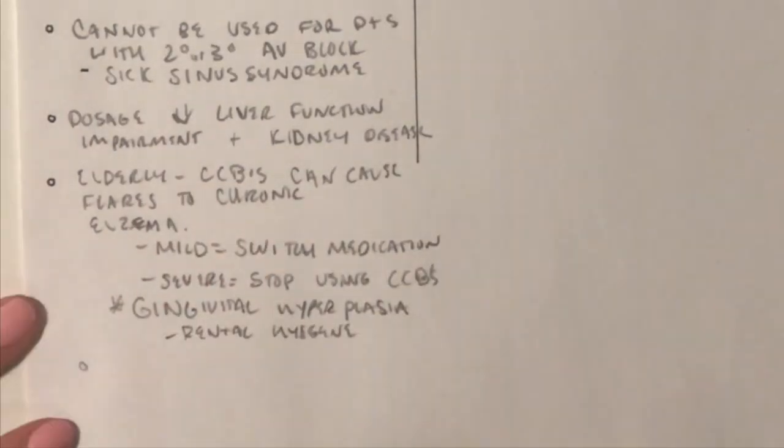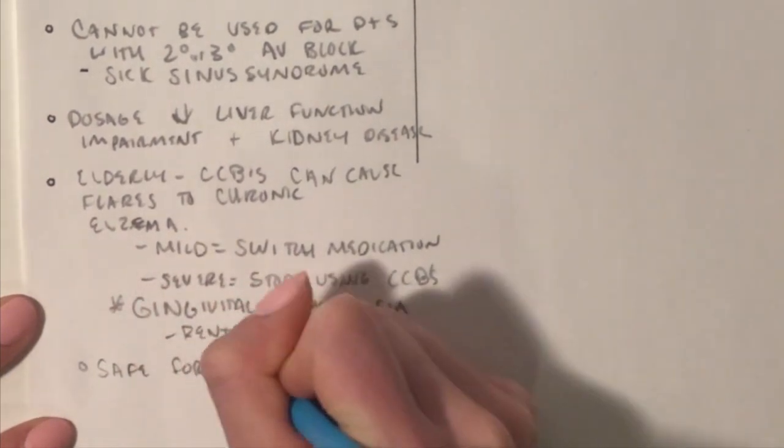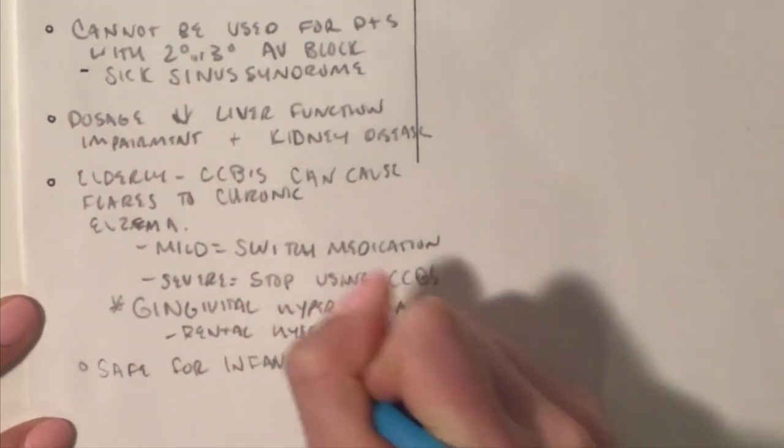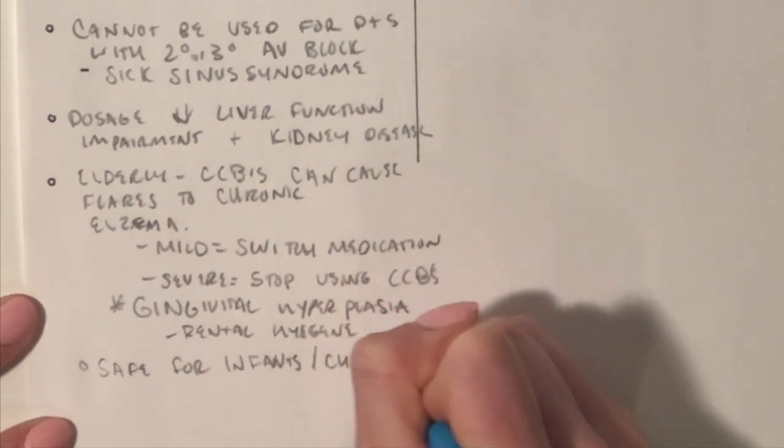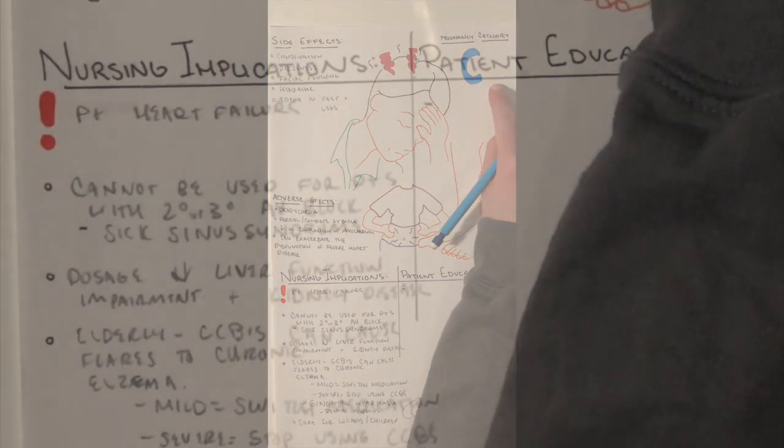Another age-related consideration is that it is safe for infants and children. But it's important to mention that it is a pregnancy category C drug, and we know that that means that there's a risk for fetal death in animals, that there's been data that shows that, but there's not sufficient data for human effects, so caution should be advised for pregnant women.